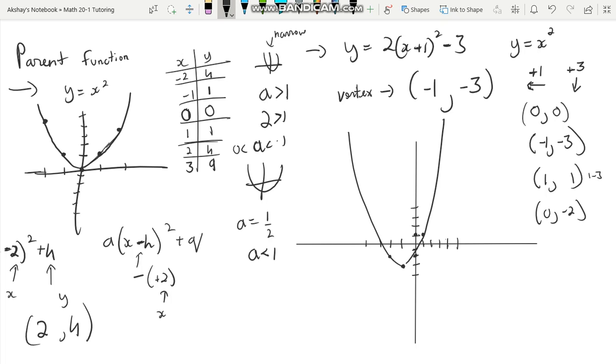And when our a is negative, let's say our a is -2 in this case, our graph would be flipped on the x-axis. So that was the vertex form for you guys.